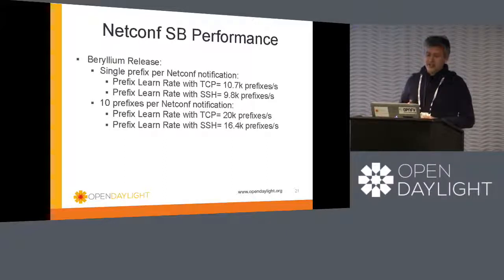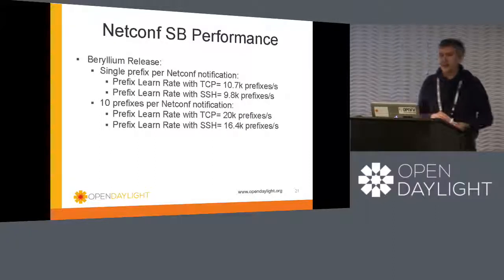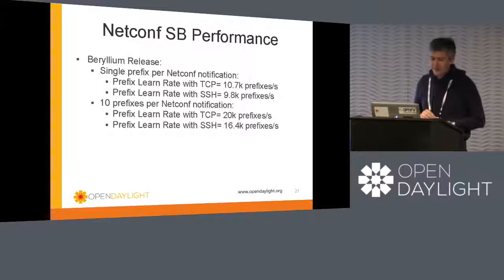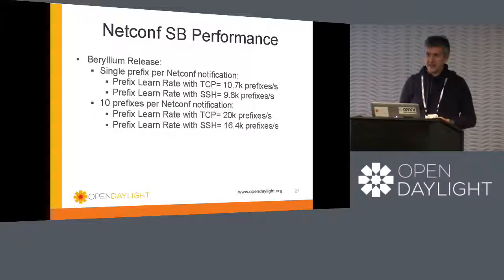Now, if we batch, and use notifications with 10 prefixes in netconf, then we get 20,000 prefixes and then 16,000 prefixes per second. So we almost double the throughput, or the performance, by batching.